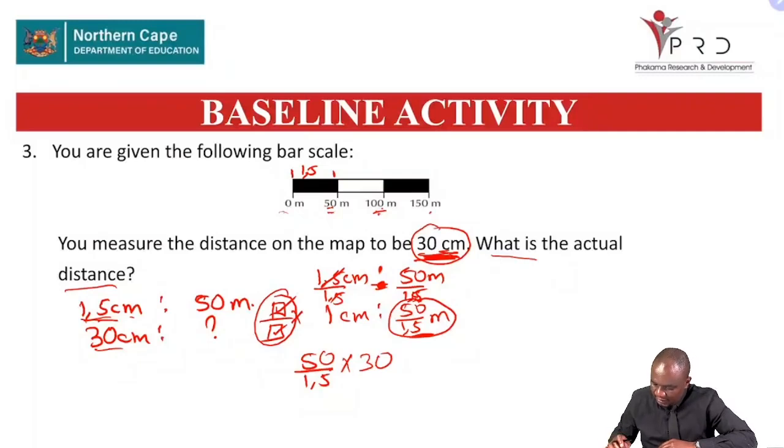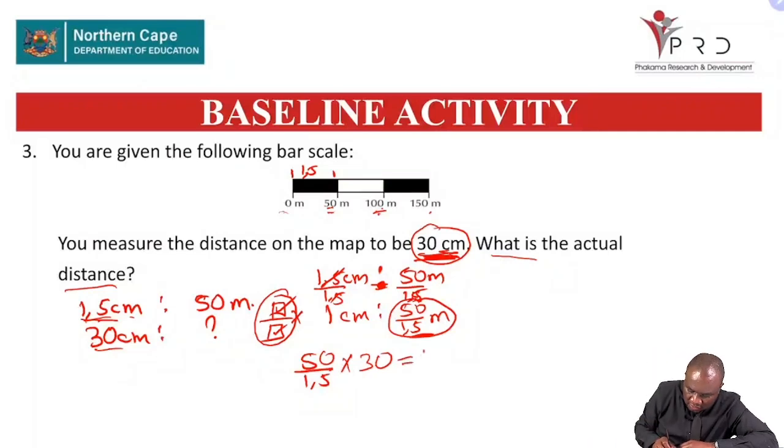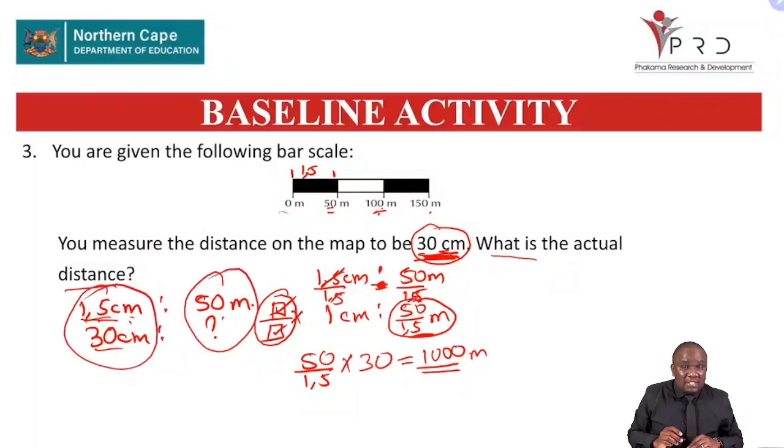Let's see. 50 divided by 1,5 times 30. What is it? 1,000. This is 1,000. 1,000 what? 1,000 meters. Because this side is centimeters, this side is in meters. So we're getting our answer already in meters. So during calculation here, don't worry about the units. Okay, again, we can use cross multiplication here. Just ignore the units and do your calculations without them.